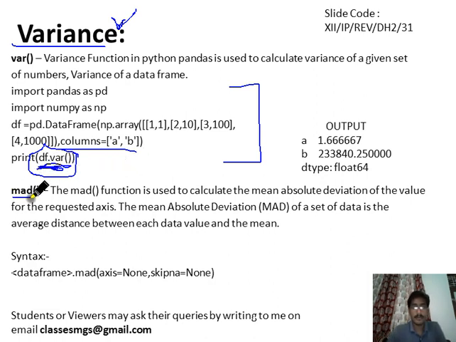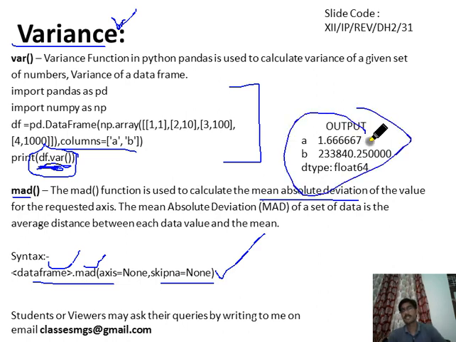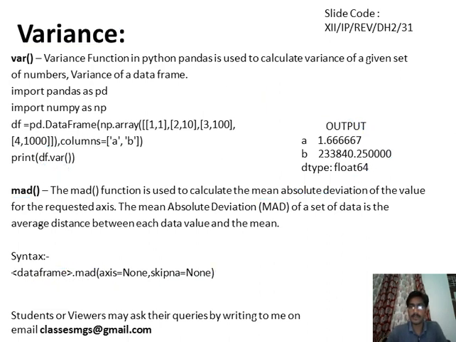Similarly, mean absolute deviation. No one will ask how to calculate the mean absolute deviation, but again the syntax is important. What is the syntax? Data frame name dot mad, then axis, and skipna if you want. You can write df.mad also. Okay, output will not be asked, because variance calculation is the statistics portion. Okay, so keep this in mind. You need to remember the syntax.